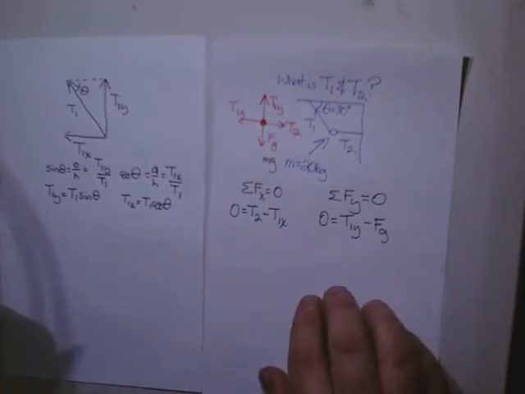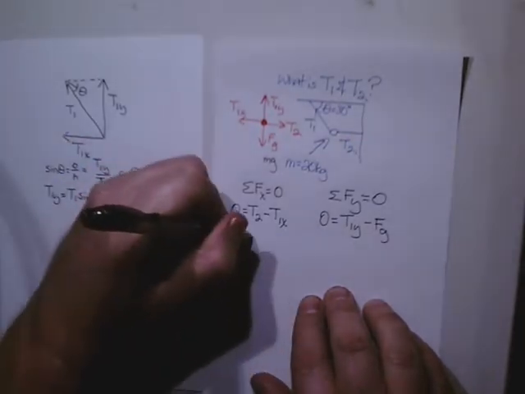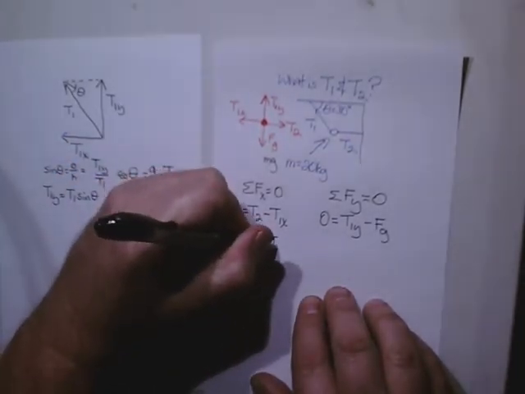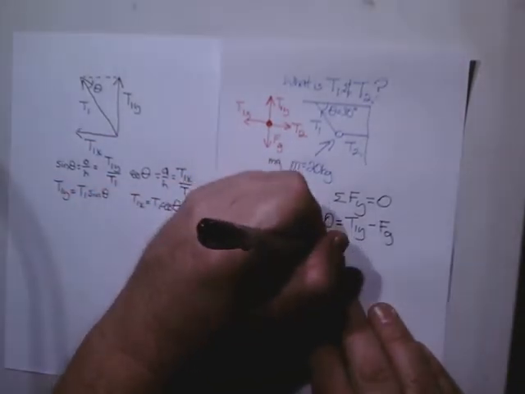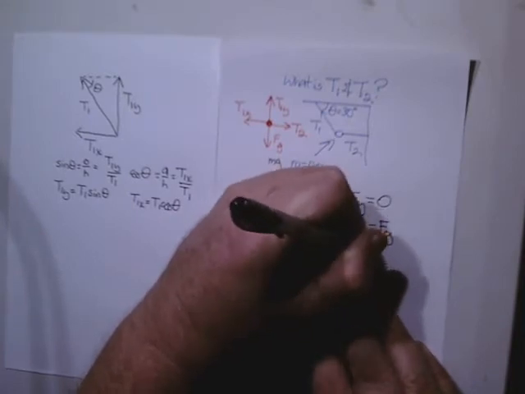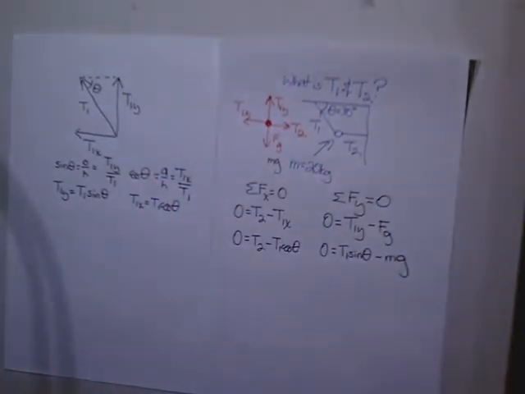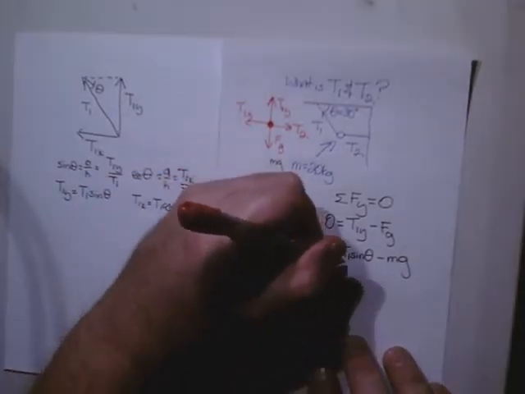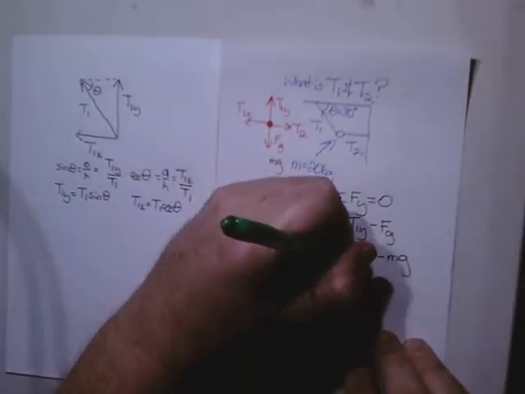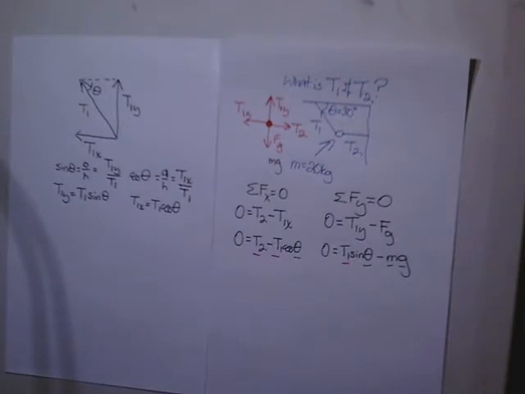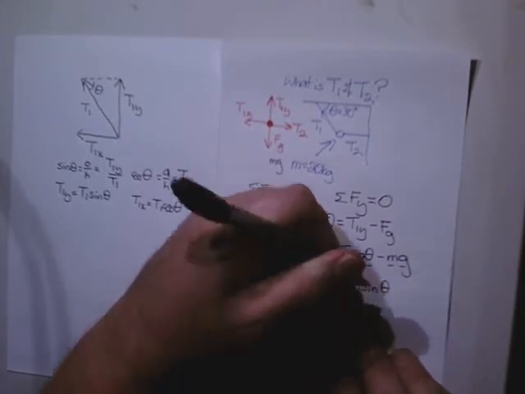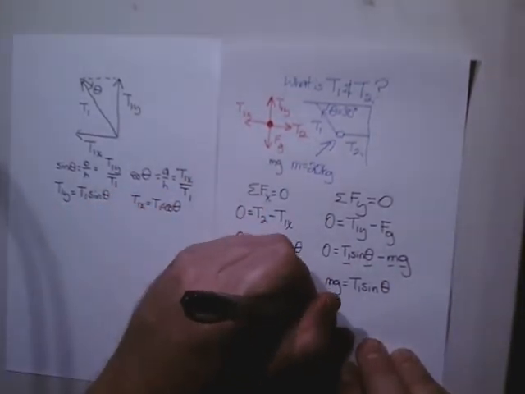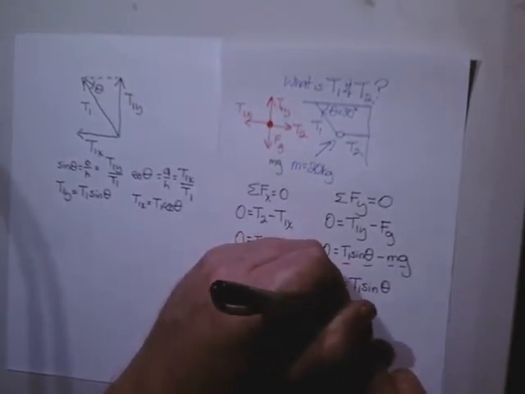So on this next line, 0 equals T2 minus T1 cosine theta. And 0 equals T1y, T1 sine theta minus mg. And what we do is we look at these particular problems, and the only unknowns we have are the 2 tensions, which means the equation on the right only has 1 unknown. The equation on the left has 2 unknowns. So solve for it. mg equals T1 sine theta. So T1 is mg over sine theta.